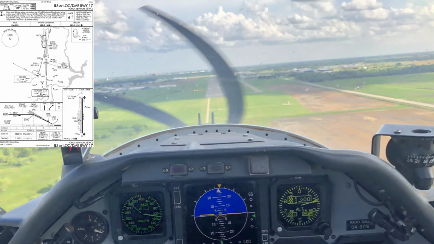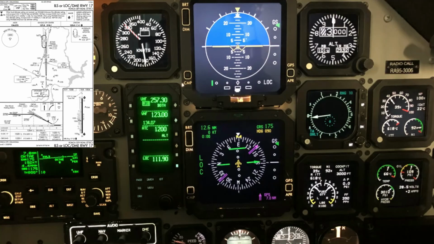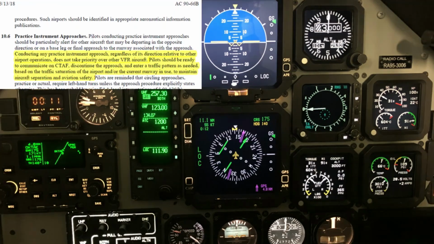Now a quick look at shooting the ILS-17 approach at Ponca City. Here the aircraft is on base leg for the ILS. An instrument approach, whether flown IFR or VFR, is a great option for getting into the visual traffic pattern via a straight-in. IFR traffic does not have priority over VFR traffic at NTAs, and all pilots are responsible for collision avoidance. As seen in AC 90-66B, pilots should communicate on CTAF and maintain aircraft separation and safety regardless of whether IFR or VFR at NTAs.